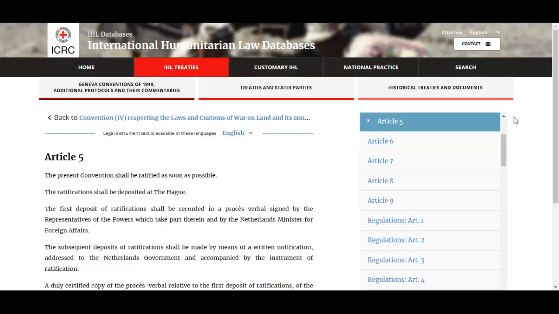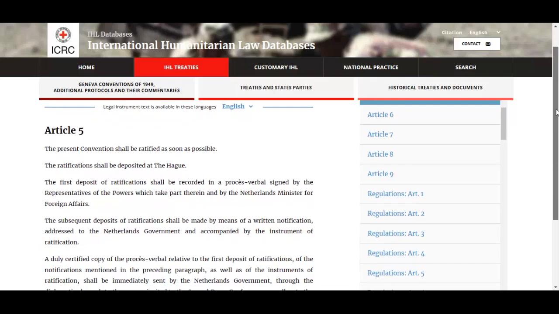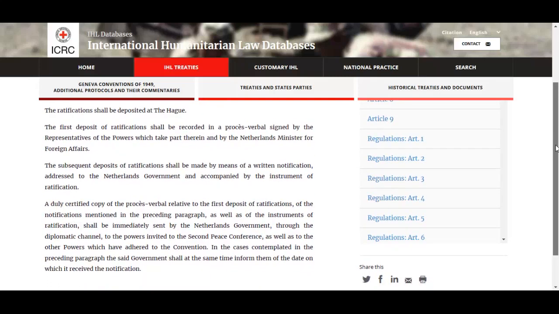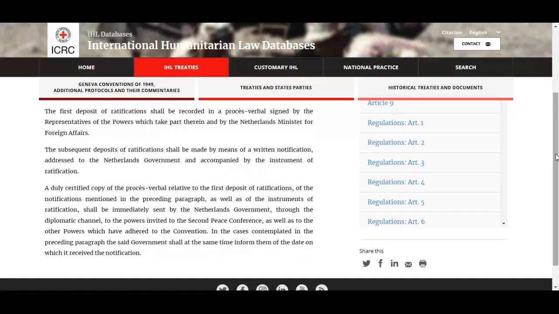So that's interesting, why the Netherlands gets a special role, relegated to the Netherlands.